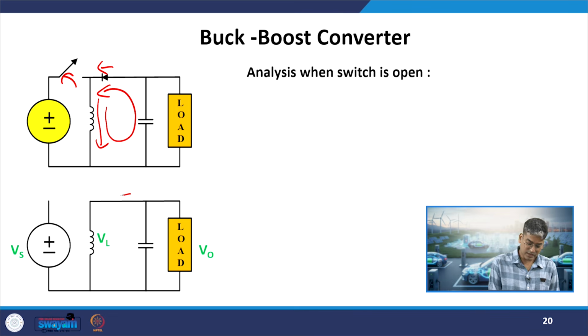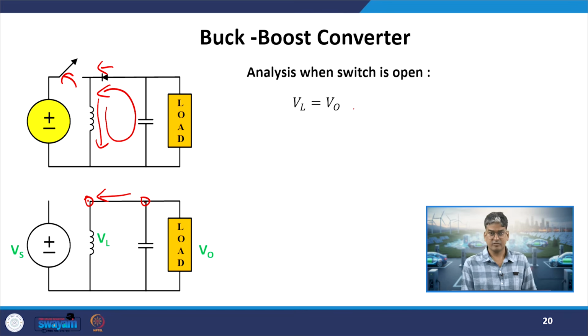If I see the diode has now started its conduction, assuming the component to be ideal, the diode will have zero loss in this case, and these two nodes will be connected with each other. This will be the state when my switch is in the closed condition. Now, VL will be equal to V naught.